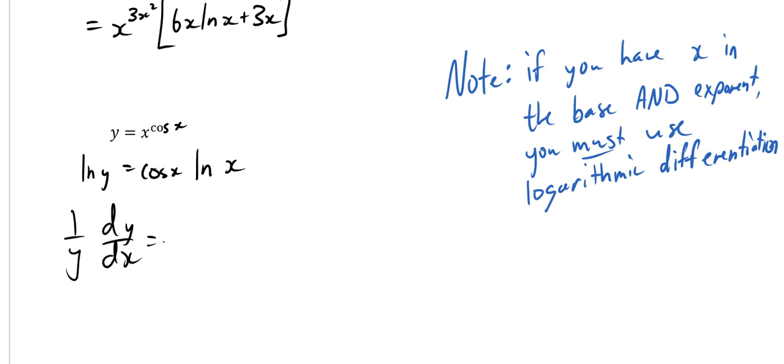Product law again, what's the derivative of cosine of x? Have you forgotten it already? Nice. Don't forget the negative sine x times the second thing, plus the first thing times the derivative of the second thing, and the derivative of ln x again is just 1 over x. That's not always going to be that simple, but this time it is.